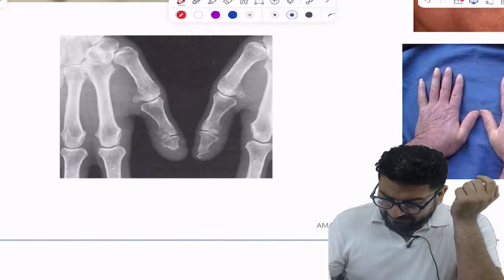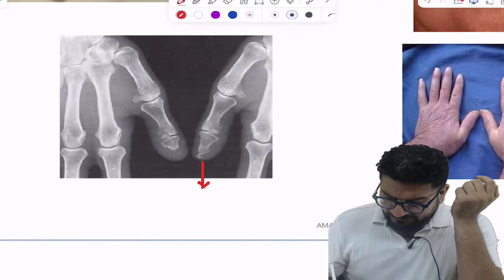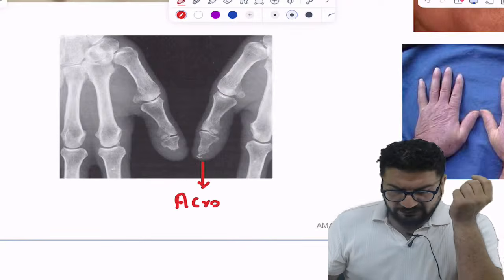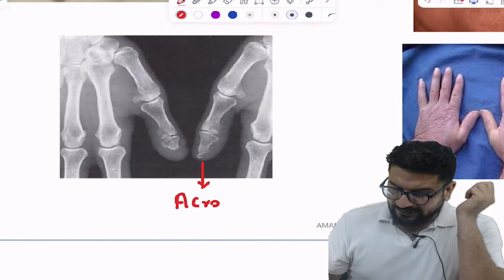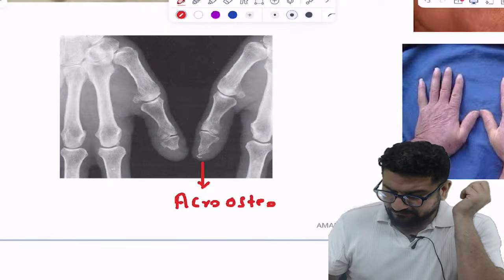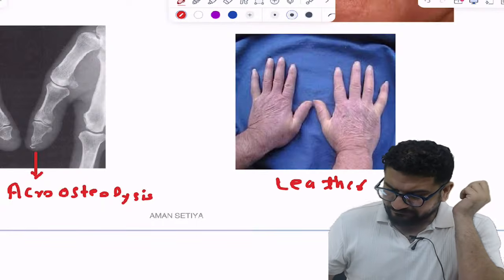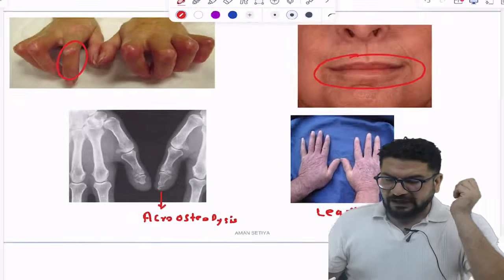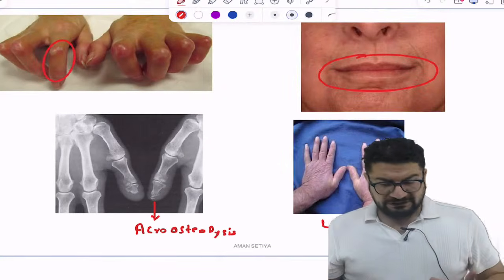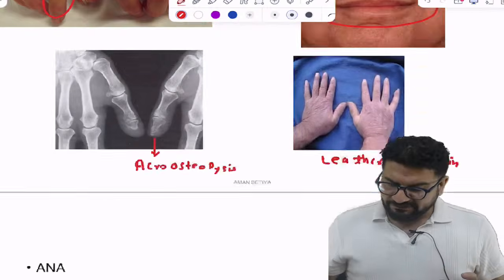Then there can be acroosteolysis. This part of the bone is about to break. So first there will be digital ulcers, then acroosteolysis. And the patient will develop leather-like skin. So these are all the changes seen in scleroderma. So in a nutshell, I have revised everything about scleroderma.